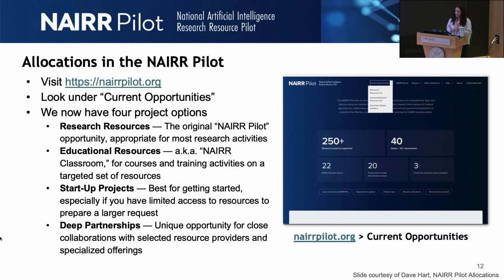So to figure out what allocations are available, you would look under current opportunities. There are different types of project options. There's research resources, educational resources, startup projects, and deep partnerships. And I'll go into these in more detail.